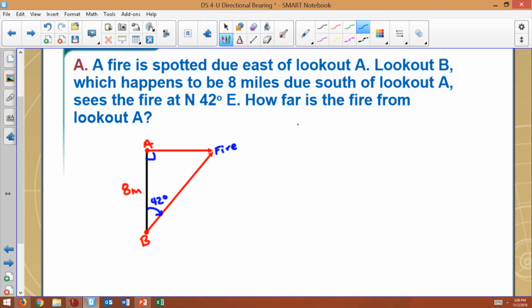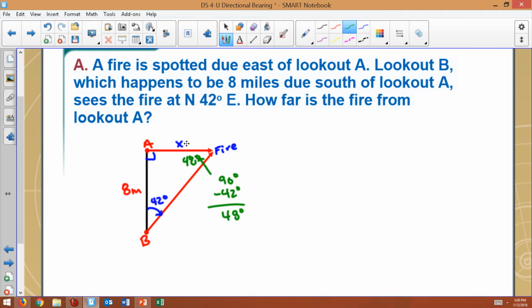How far is the fire from lookout A? This is what we're trying to find. Now, this is my x-axis, so I'll put that there. The next thing I need to do is find the angle on the x-axis. That is 90 degrees minus the 42. Every triangle has 180, and that's 90 of them, so there's 90 left over for these two. I subtract and get 48 degrees. That's the angle for trig that I'm going to use.